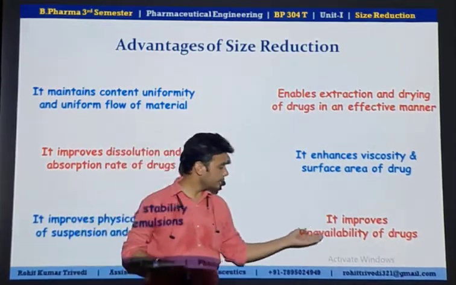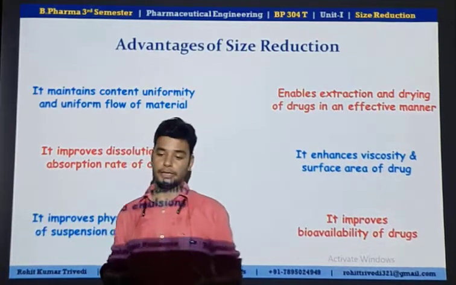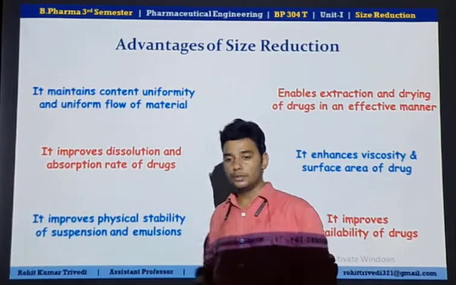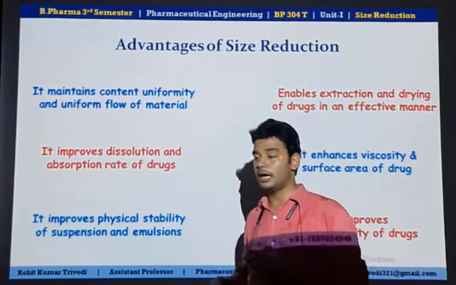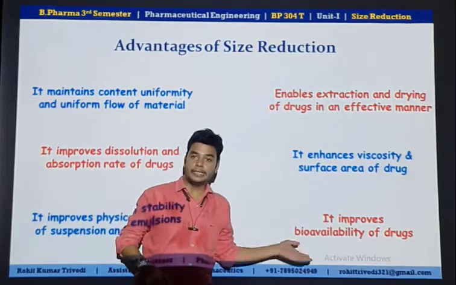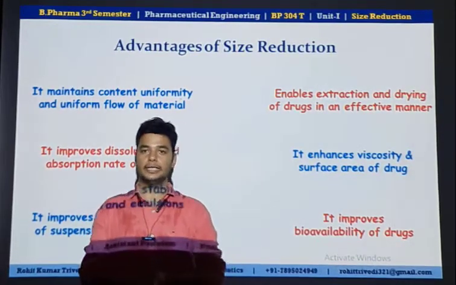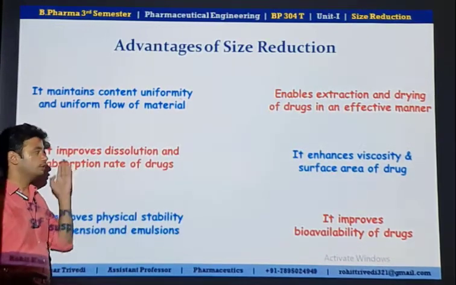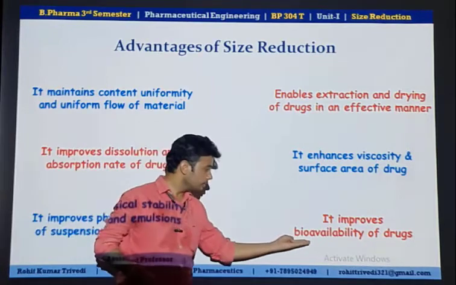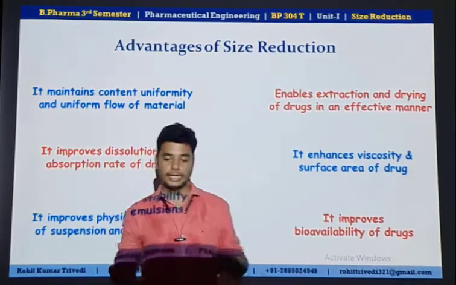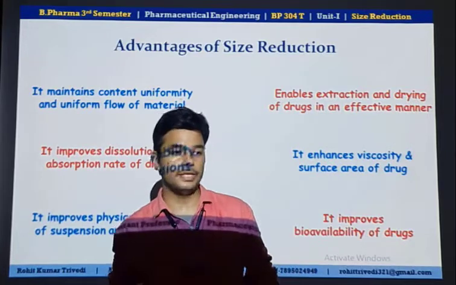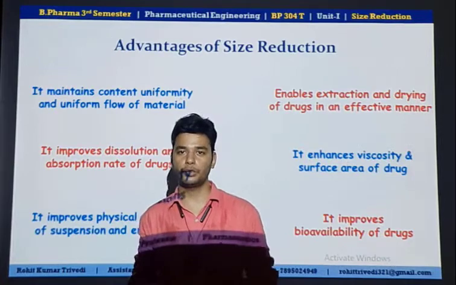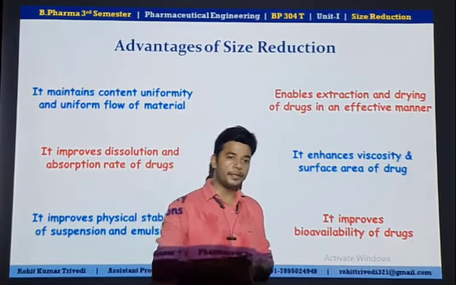And last but not the least, it improves the bioavailability. Obviously, when we are forming a dosage form, we try to make it in such a manner that it can have a higher bioavailability. Bioavailability is the rate and extent of unchanged drug that reaches the systemic circulation. If we are increasing the dissolution and the absorption rate of a drug, obviously the bioavailability will also be increased. And if we are increasing the bioavailability, we will have a more efficient dosage form, basically a drug in our systemic circulation for the effective therapeutic benefits.